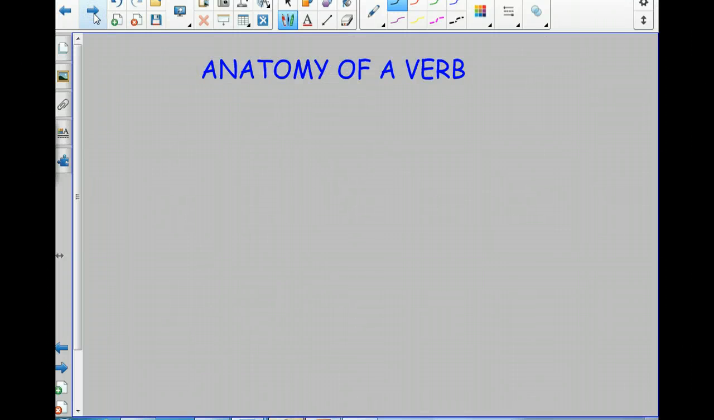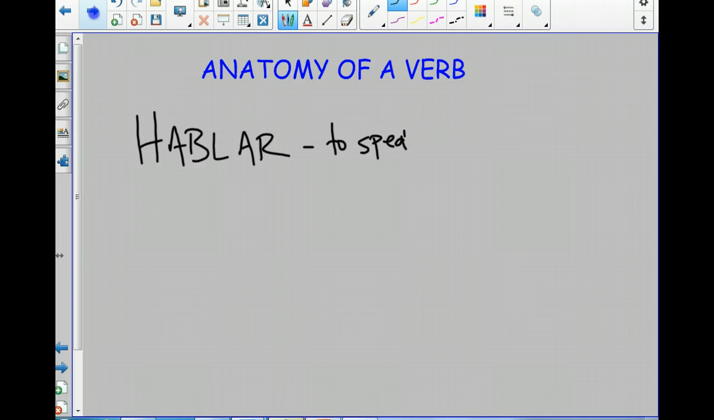So, anatomy of a verb. Nosotros ya sabemos en español este verbo, por ejemplo, hablar quiere decir to speak or to talk. In English, we have to put this to in front of it to make it the infinitive sound. In Spanish, when we have the ending here, this AR, and particularly the R, when a word ends in an R, it's generally going to be a verb. So the anatomy of this verb, this is the infinitive form of the verb.